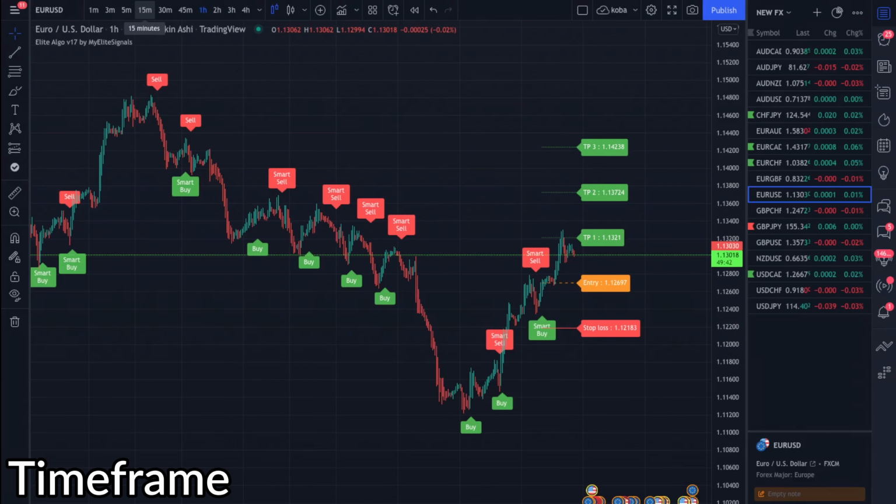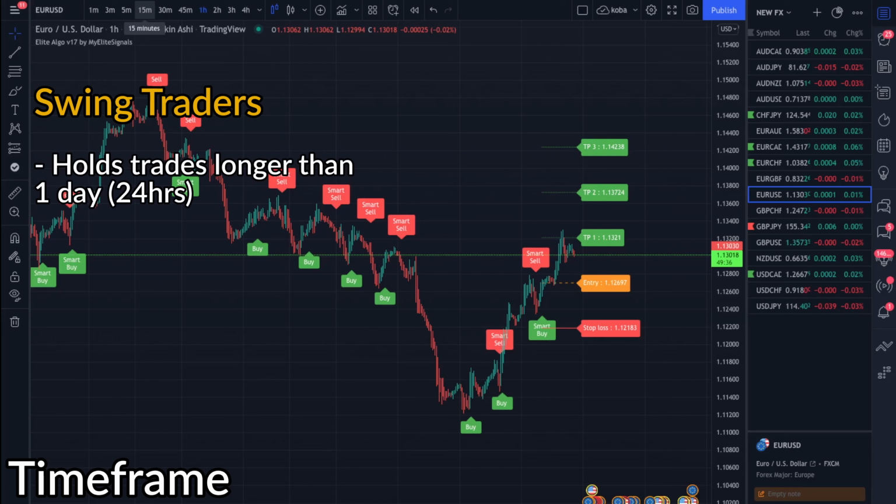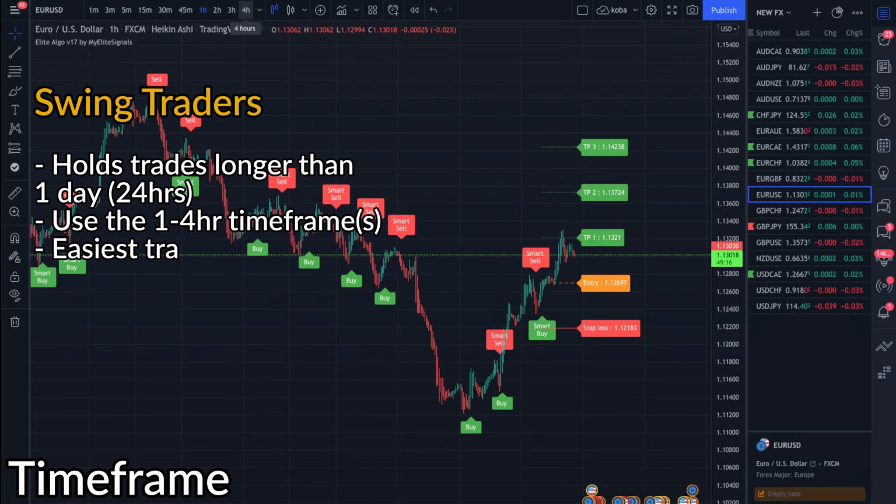Third, guys, the last type of trading there is called swing trading. That basically means you are holding the trade longer than 1 day, right? So you're holding it for 24 hours or more, guys. That's what's considered swing trading. And typically for a swing trader, you would use anywhere between the 1 hour time frame and the 4 hour time frame, guys. It's pretty easy to be a swing trader. It's actually the easiest way to trade if you are a beginner trader.